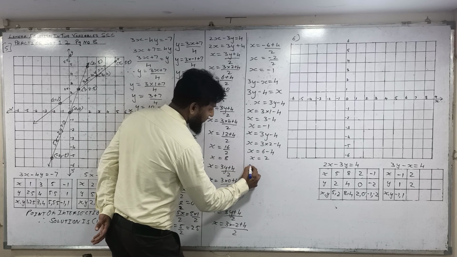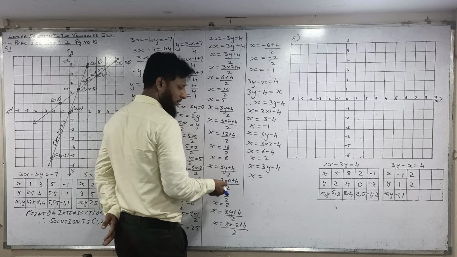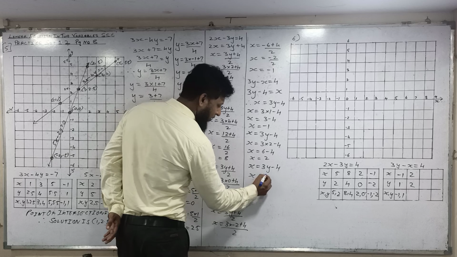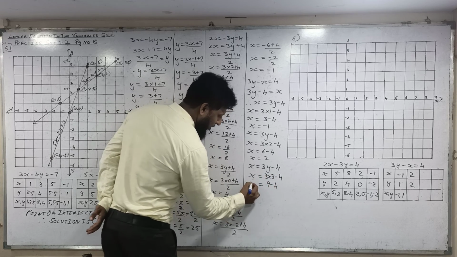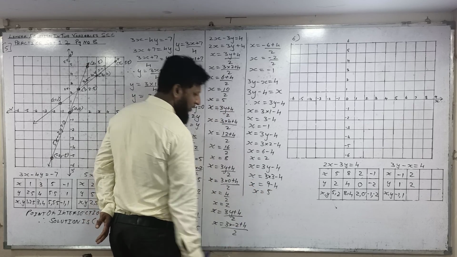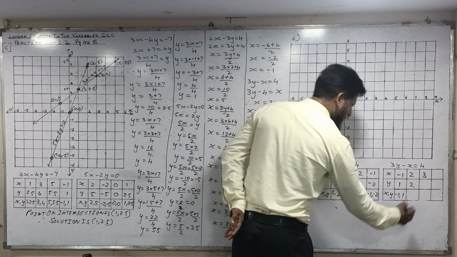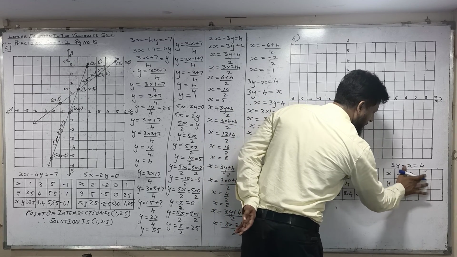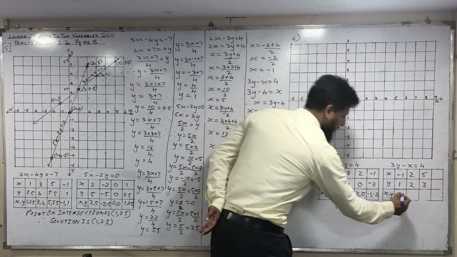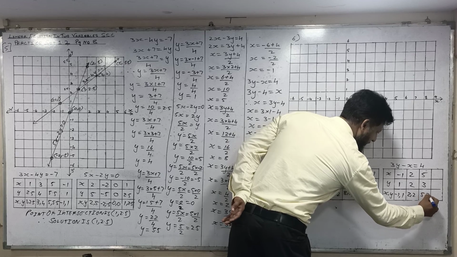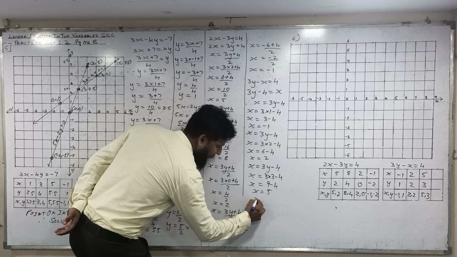Now x = 3y - 4 again. Take y = 3: 3 threes are 9, 9 minus 4 gives you 5. So when I am taking y value 3, I am getting x value 5. Plot 5 and 3. Again, let's see whether a negative value is possible.